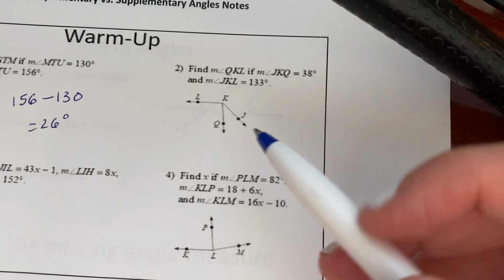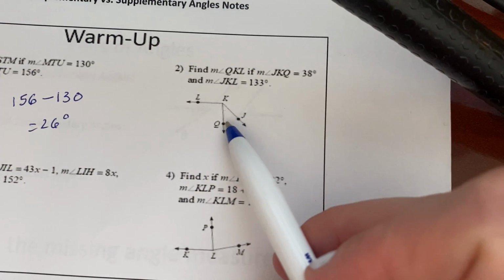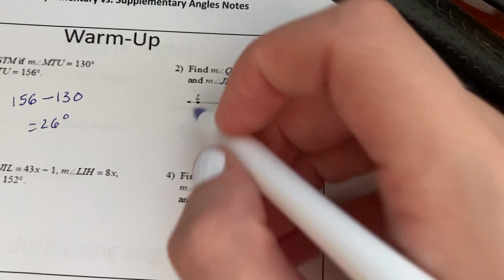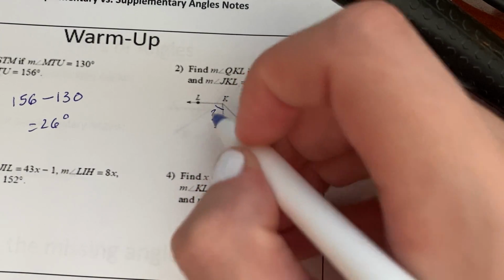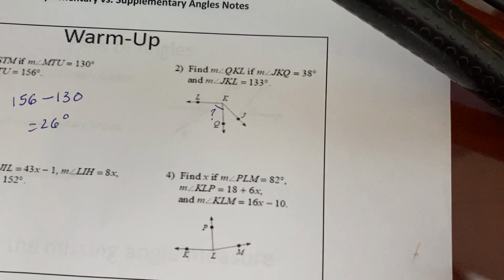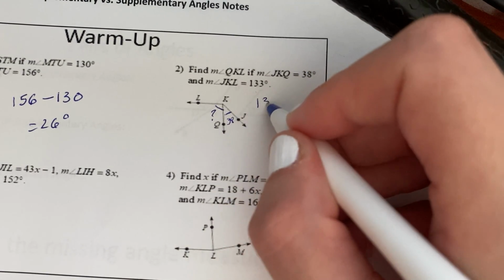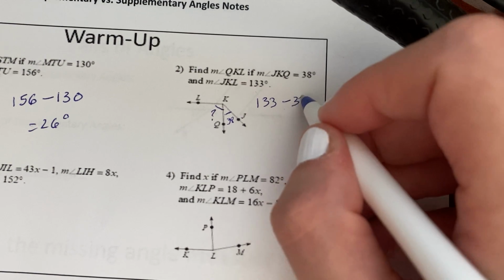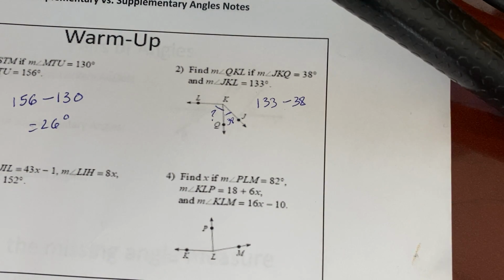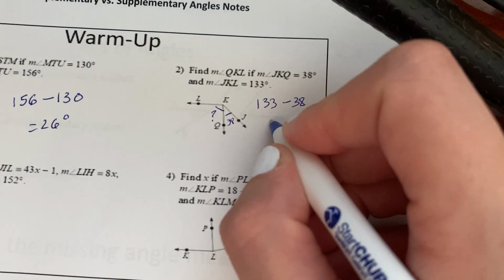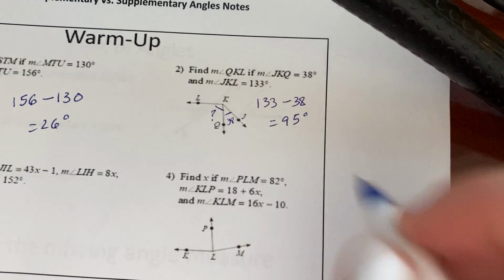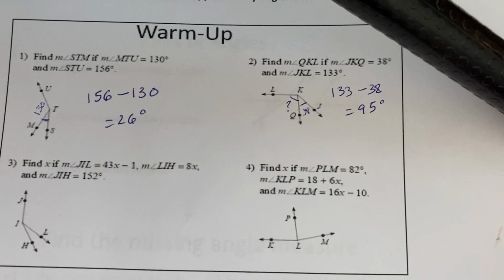All right, same thing over here. This time it says find KL. So I'm going to mark this one as the one I'm trying to find. You can put a little question mark if you want. And then it's telling me this is 38. So I'm going to take this whole angle, which is 133, and subtract 38 from it, which when you do that, you get 95. And that looks about like 95 degrees. There you go.